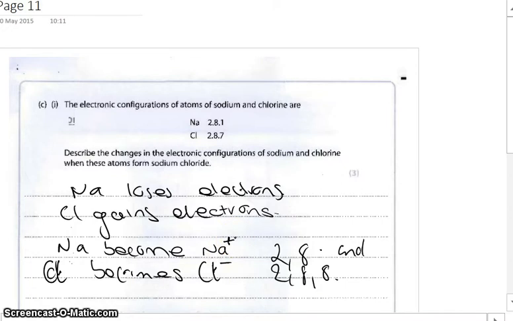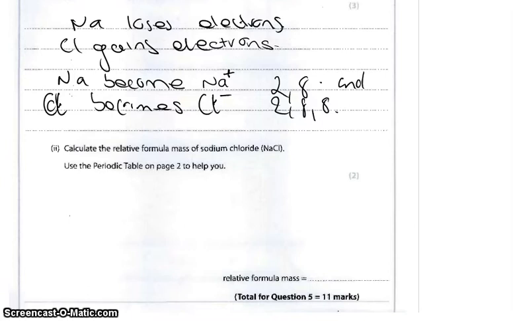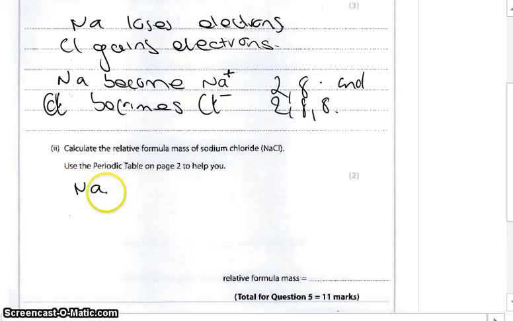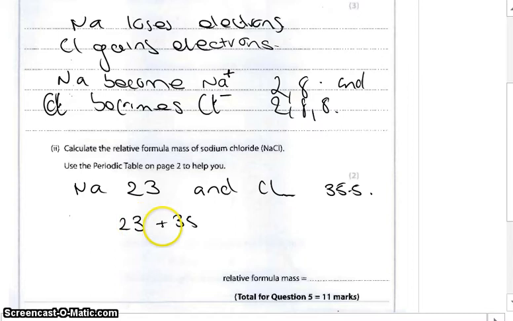Okay, so calculate the relative formula mass of sodium chloride, NaCl. Use your periodic table on page 2 to help you. So that is 23 plus 35.5 to give you 58.5. That's the relative formula mass of sodium chloride.